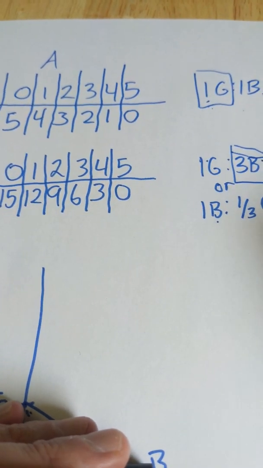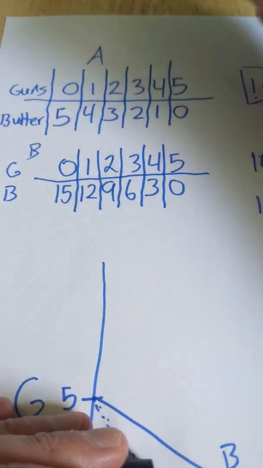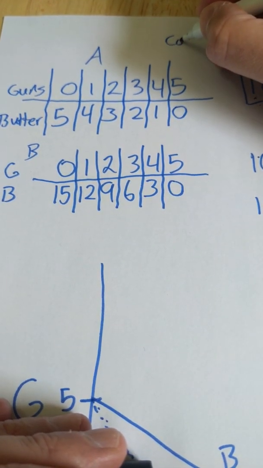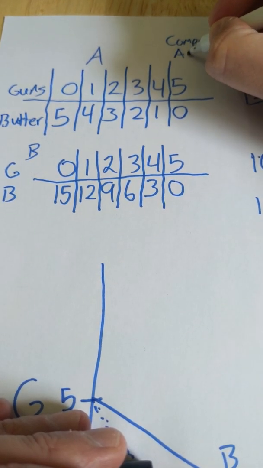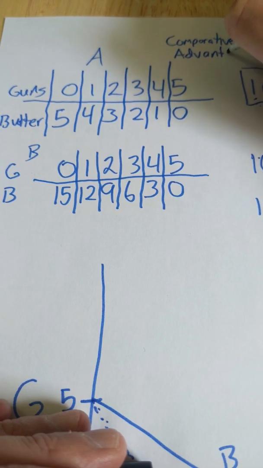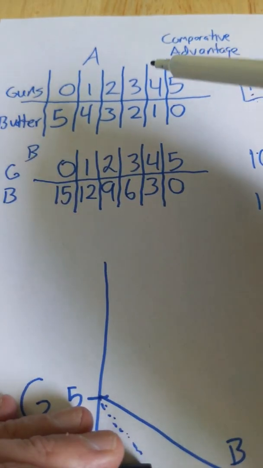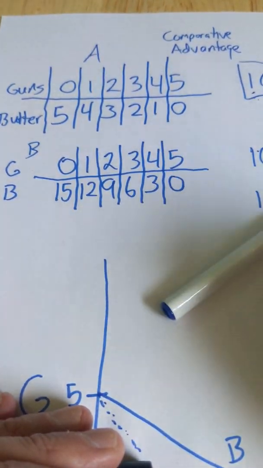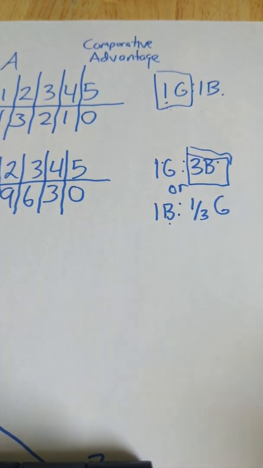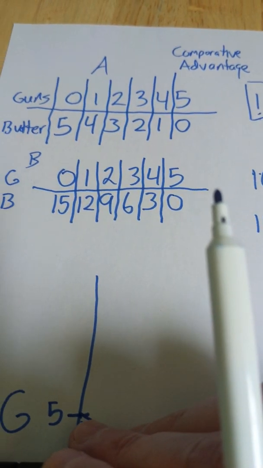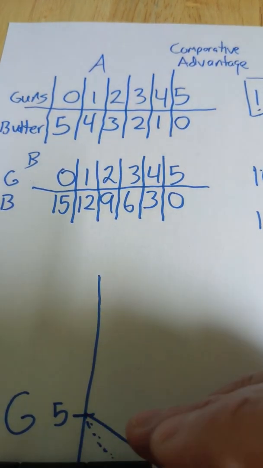Okay? What we say is that Nation A has a comparative advantage for guns, and comparative advantage means that you make something more efficiently than another nation when comparing two nations. And kind of the nature of comparative advantages, if it's 2 products, if one nation has a comparative advantage in one product, by definition, the other nation has a comparative advantage in the other product.